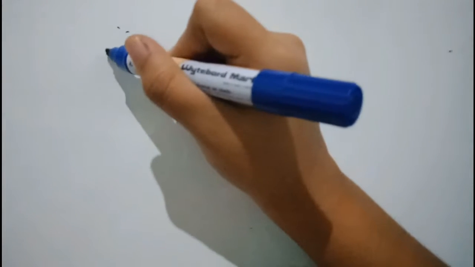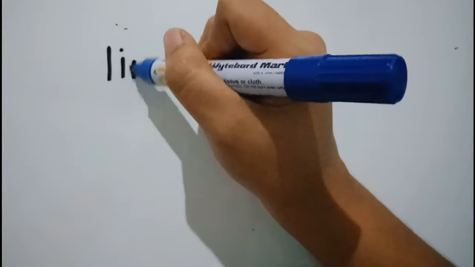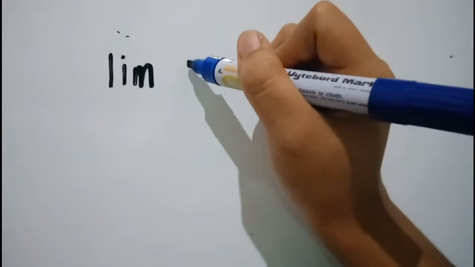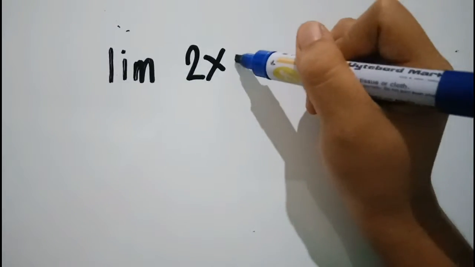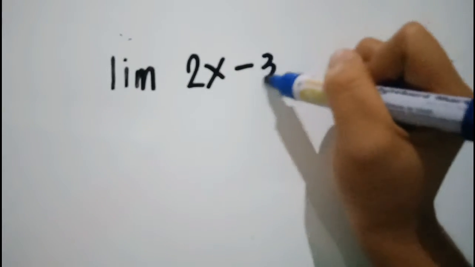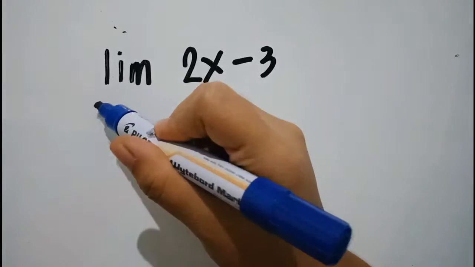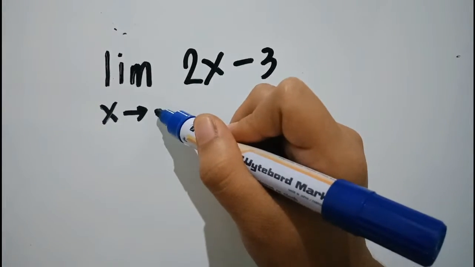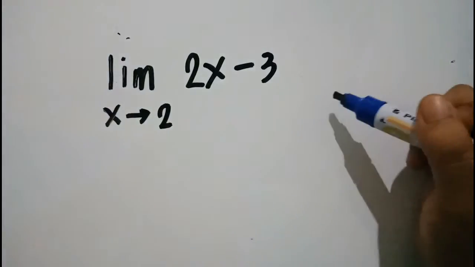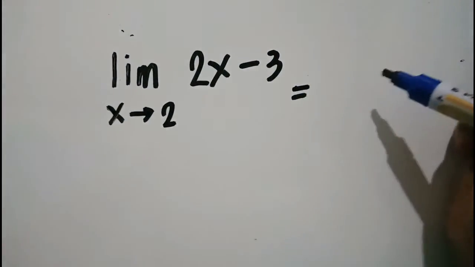In evaluating limits, the first thing you need to do is to substitute. Very simple. Let's consider this function. Limit of 2x minus 3 as x approaches, let's say, 2. So what can we get?